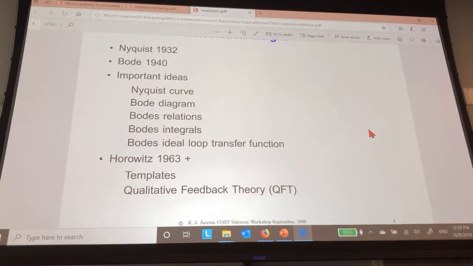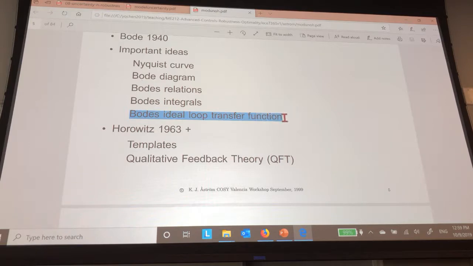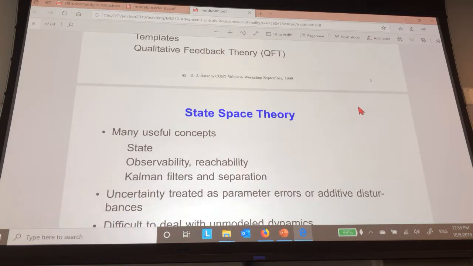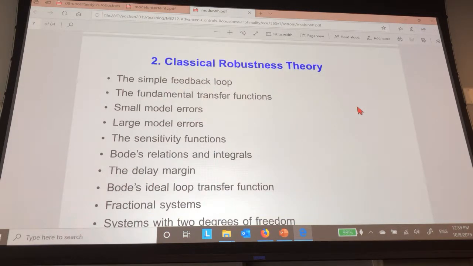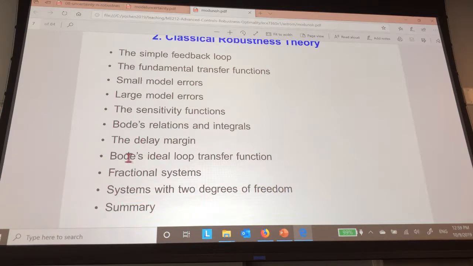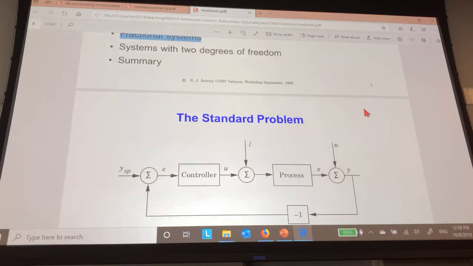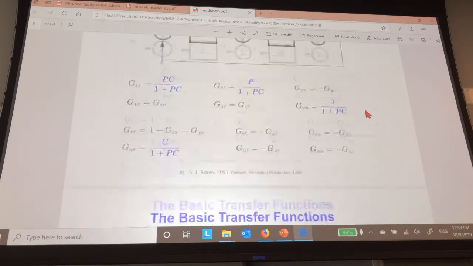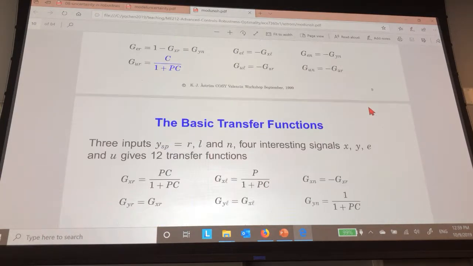There are a lot of interesting things here. Important ideas are Bode's integral, which we have talked about. One thing we haven't talked about is Bode's ideal loop transfer function. Okay, I'm going to show you now. Steady state, classical robust control, Bode's relation, delay margin, Bode's ideal loop transfer function, and fractional systems. So I'm going to go to the standard program here, feedback loop with gain of 4, gain of 6. Those are things we have learned.